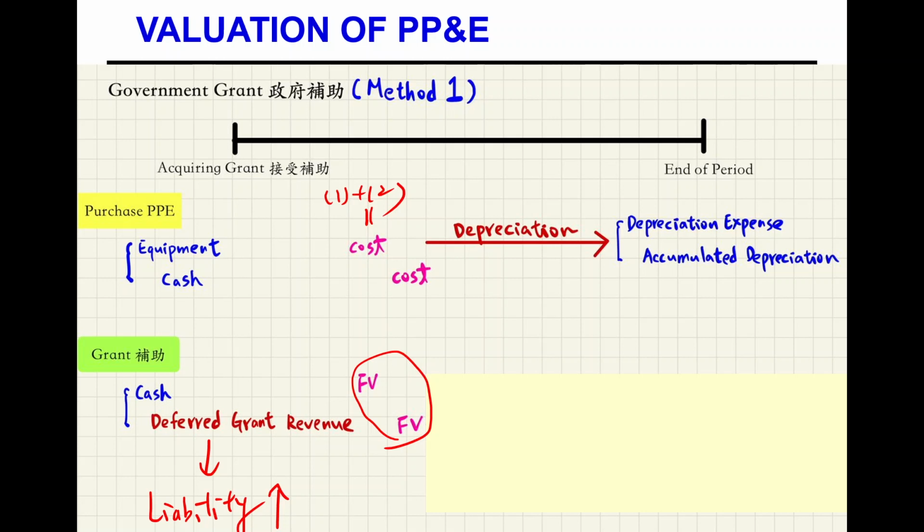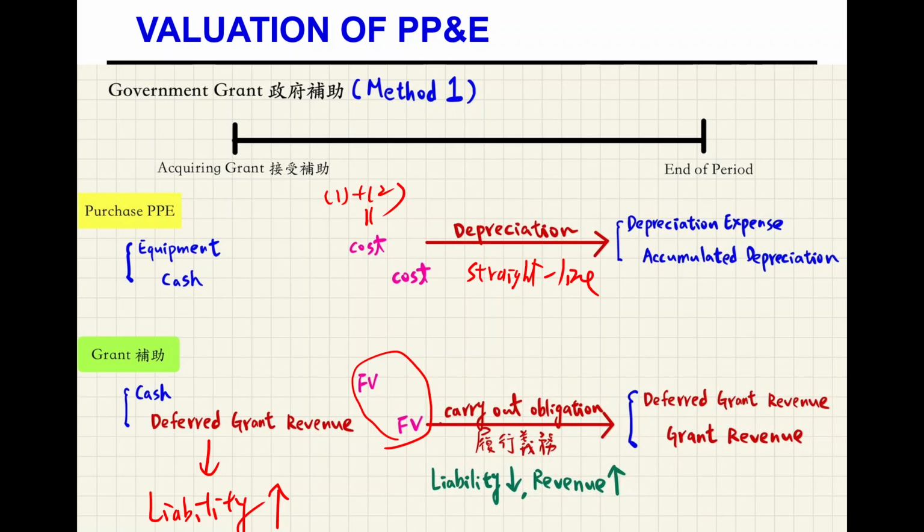Based on matching principle, you will follow your equipment. Okay, so how do you do that? Depreciation, if we use straight line. Okay, so your liabilities, you follow it, try to compensate your expenses. So you will do what?